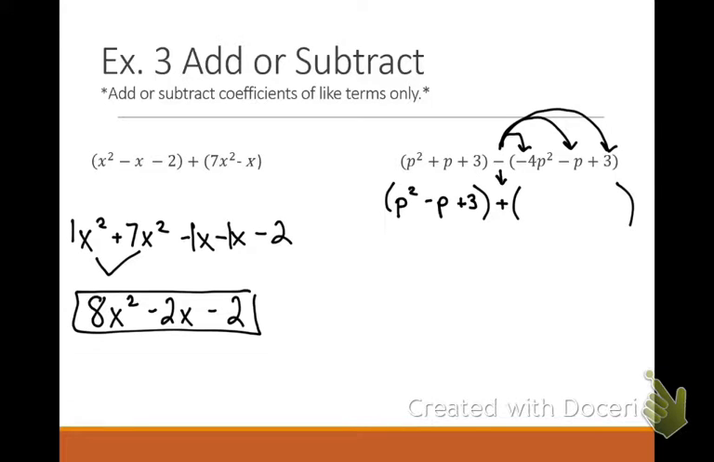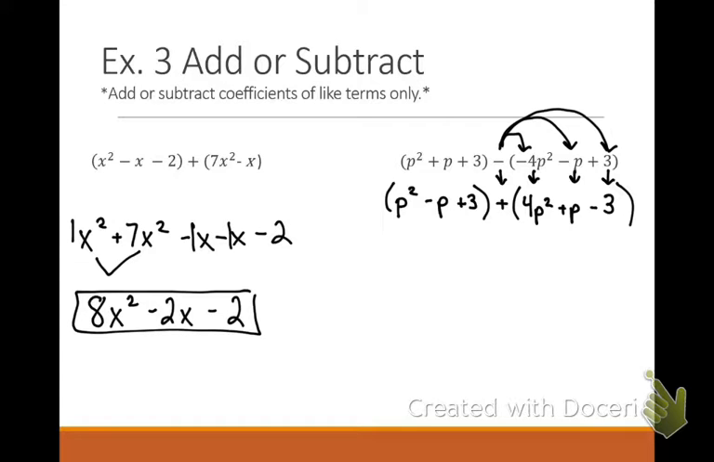Then my rule says I change every term inside the parentheses to the opposite sign. All right? So it was -4p squared. What would it be now? Positive 4p squared. It was -p. Now it's going to be what? Positive p. It was +3. Now it will be -3. Now you're ready to group your like terms together. Okay? So when you see that negative, you're about to have one that you're doing on your own. You must change the signs before you combine.